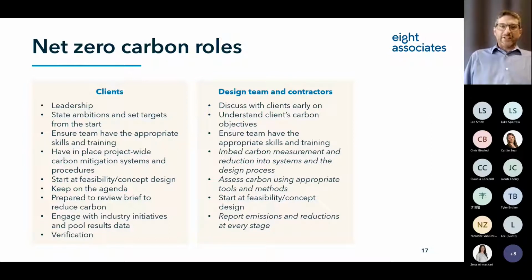Starting early again, I've mentioned that several times, and then being clear and reporting the emissions at each stage and showing that gradual progress and gradual reduction in carbon emissions to the client, and being able to keep that track record and evidence ready for a future net zero carbon claim.